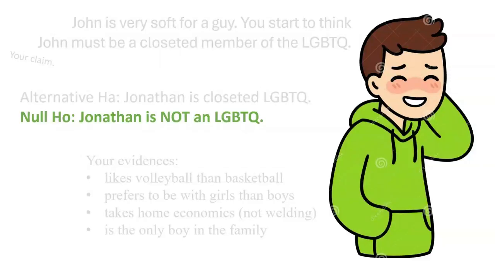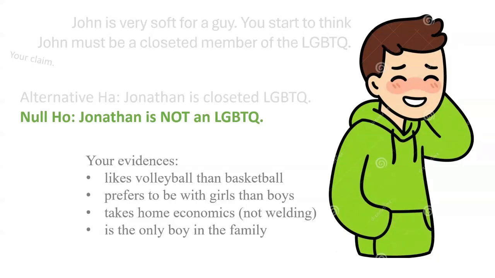This is our initial mindset, and it is up to us to reject this null hypothesis using the evidences we have. But what evidences do we have? That John likes volleyball over basketball? That he prefers to be with girls than boys? That he takes up home economics and not welding? That he is an only boy in the family? So, based on this, do we have enough evidences? The answer is not enough.